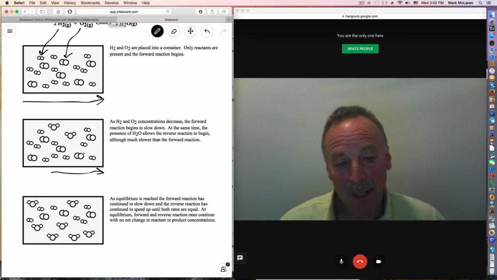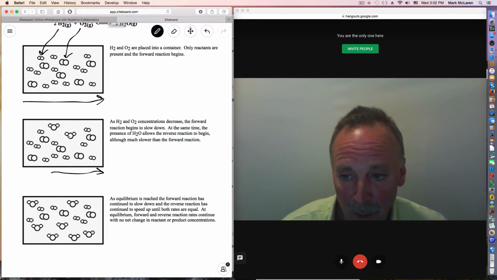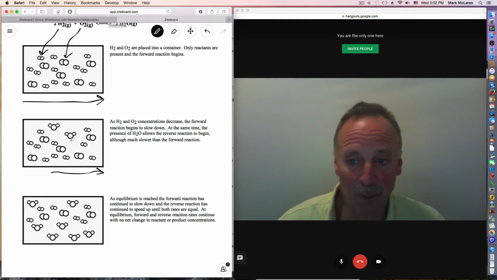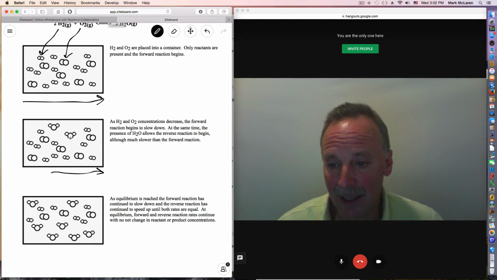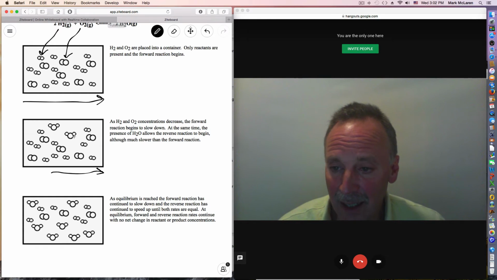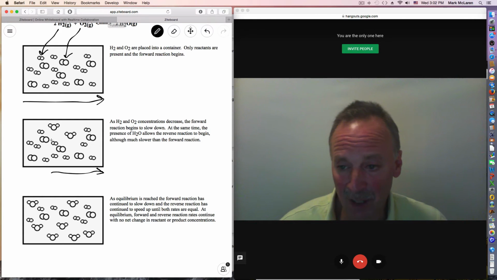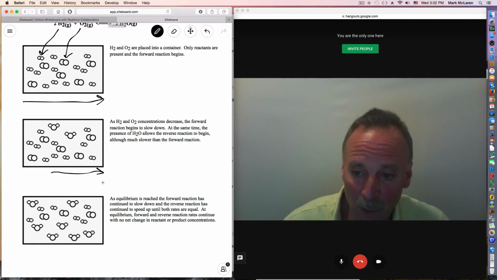At the same time, it turns out that because there's water molecules, those water molecules have the potential to collide and also react. Now, if they collide and react, what they're producing is hydrogen and oxygen. The reverse reaction starts to take place.